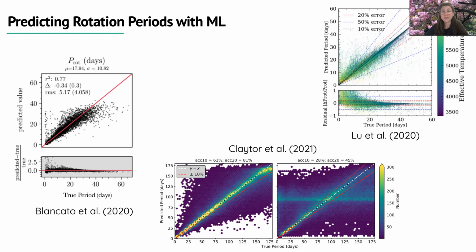But these methods still need training data. We need a large number of rotation periods measured directly from TESS light curves in order to have a large repository of reliable rotation periods measured with TESS data that we can use to train these methods. So we still need to combine machine learning with traditional rotation period measurement methods.